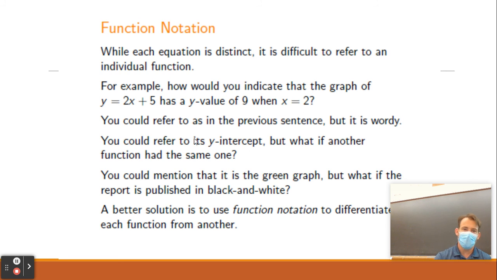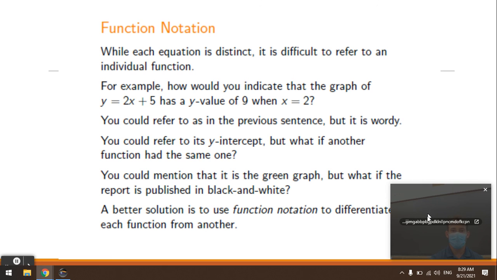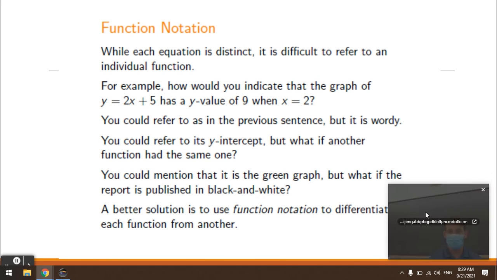We could talk about its Y-intercept, but what if two functions share a Y-intercept? We could talk about colors. What if you're going to publish in black and white? There's lots of reasons why that's going to get awkward when our systems of equations start going past even one equation. Even with 2 things, y equals this, and then we have a different one, y equals that, it's already getting awkward. So it's better to use function notation to differentiate each function from one another.